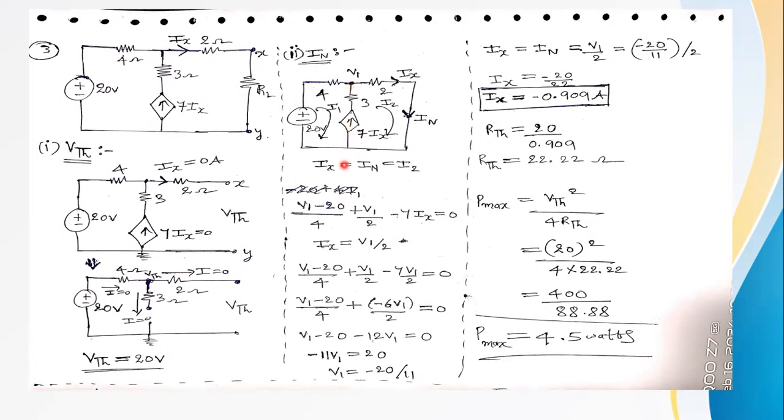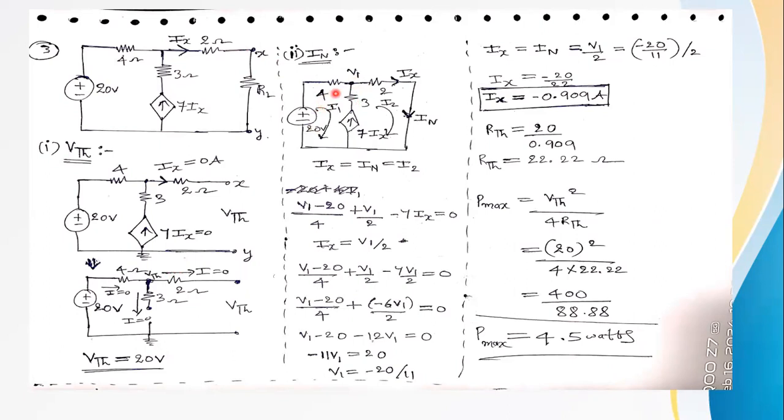The node equation is (V1 minus 20) divided by 4, plus V1 by 2, minus 7Ix is equal to 0. Mesh analysis is also possible, but here we don't know the voltage drop across the current source. Mesh analysis would be minus 20 plus 4 into I1 plus 3 into (I1 minus I2), but we don't know the voltage drop across the 7Ix source. That's why we don't use mesh; it is better to use node analysis.